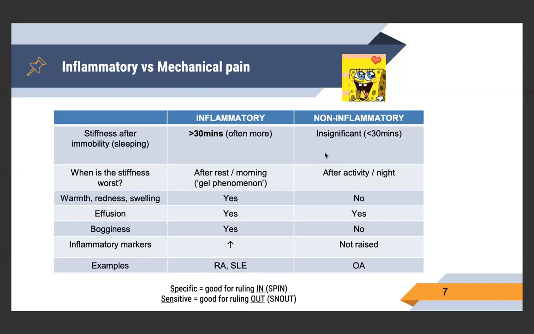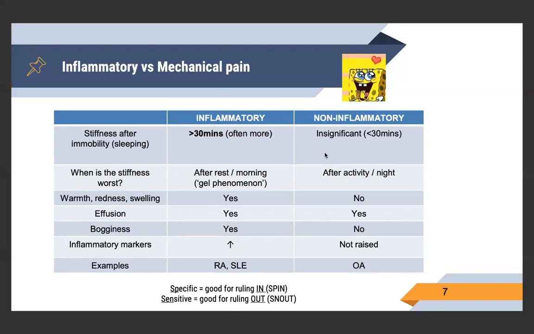And when is the stiffness worse? So in inflammatory, as we said, because you get this protein linking together, it's worse in the morning and worse after rest. And this is also called the gel phenomenon. Whereas in non-inflammatory, it's worse when you've used it because of that wear and tear that you get.